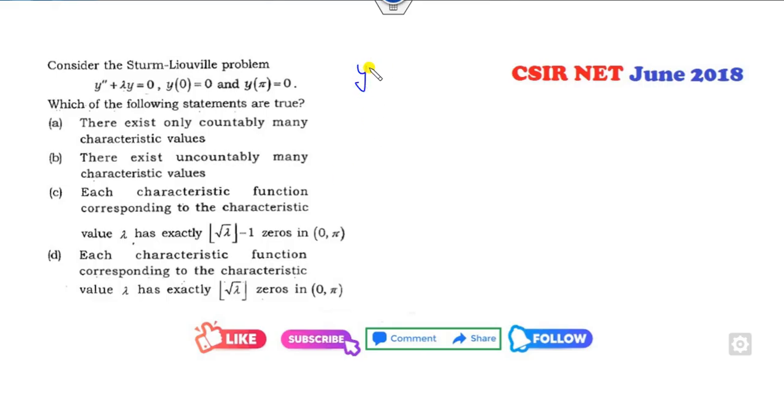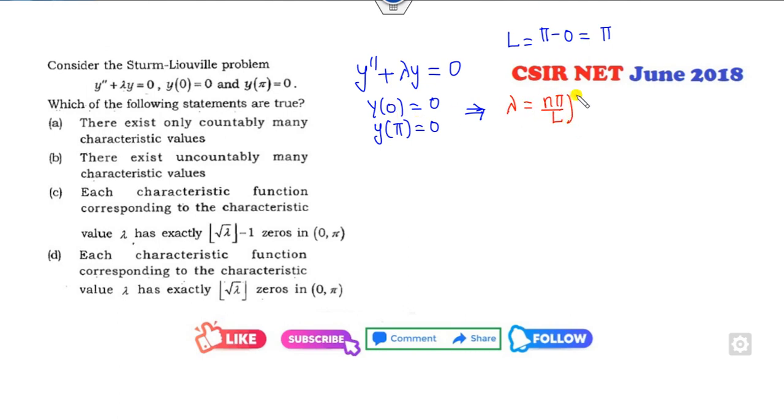Okay, look at another one. Y double dash plus lambda y is 0, y of 0 is 0, y of pi is 0. So what is L? B minus A. So the value of lambda will be, again the endpoints are 0, n pi over L whole square. L is pi, so pi will be cancelled out. It's n square, where n is a positive natural number. So there exist only countably many characteristic values, meaning eigenvalues. As I told you, the set of the eigenvalues is always countable. So the uncountable option is cancelled out.